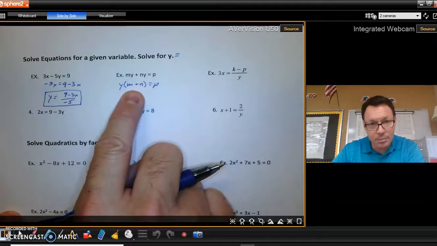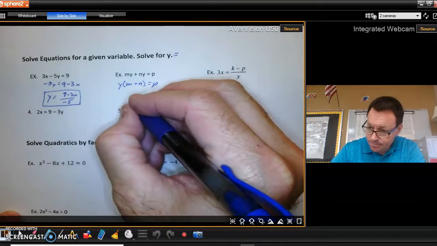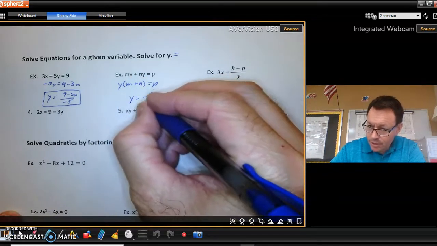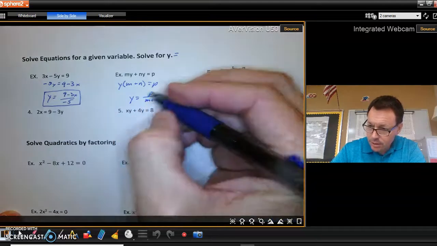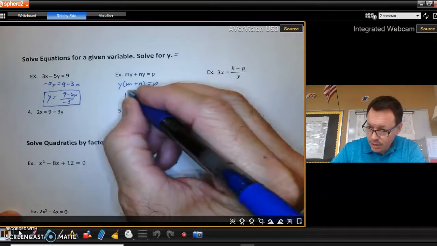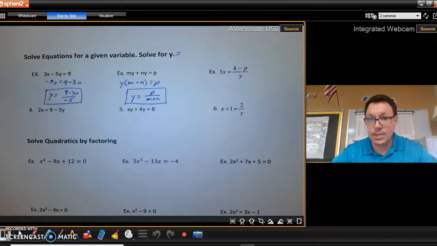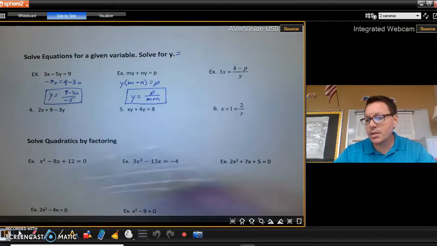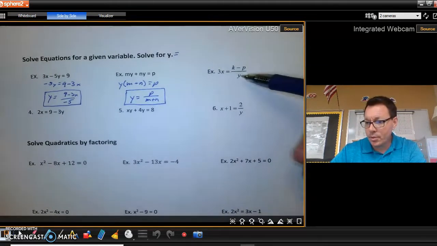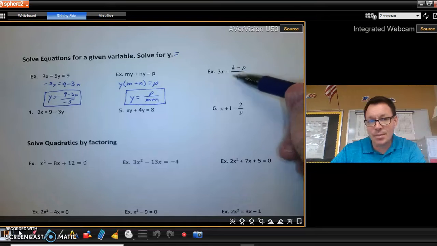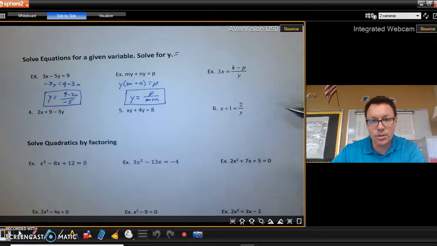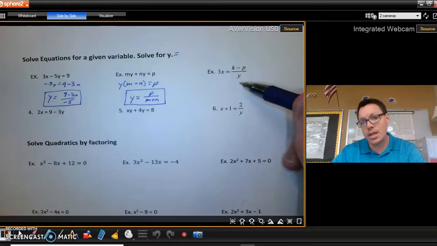That'll cancel the m plus n on this side, and it'll move it over to here, where I get my final answer. That's it. Okay? The last one I wanted you to see, because we're trying to solve for a variable, and that variable is in the denominator, and you can't do it. You can't solve for a variable when it's in the denominator.